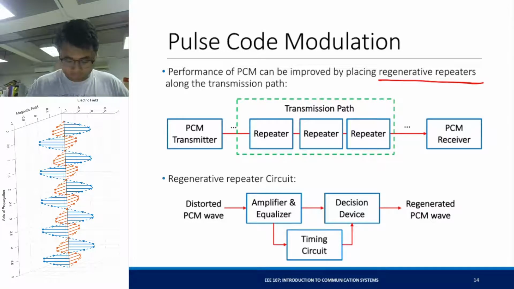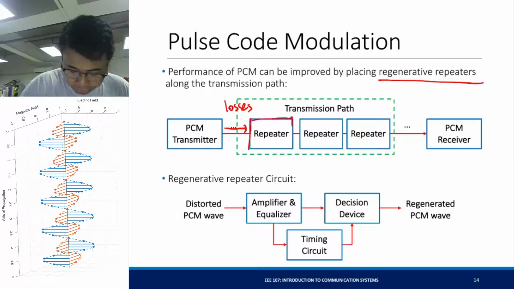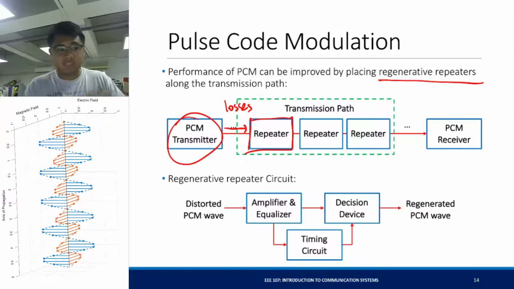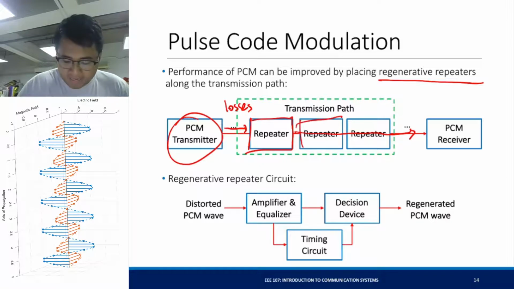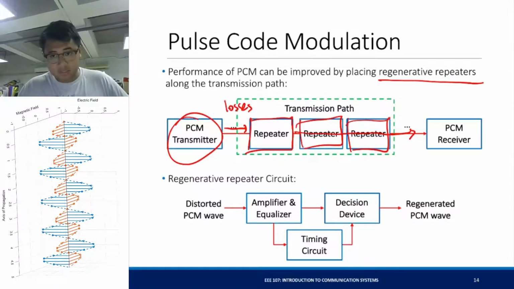Okay? So if you recall, as a signal travels through a line, it experiences losses, and the SNR will degrade over distance. If you put a repeater, the repeater will recover the signal from the PCM transmitter. And since this is digital, you'll be able to recover the bits, you'll be able to recover the data, and then you send it again, over and over again, until you reach the destination. You can place a lot of repeaters in the path of the signal, and you'll be able to transmit over longer distances compared to analog signals.